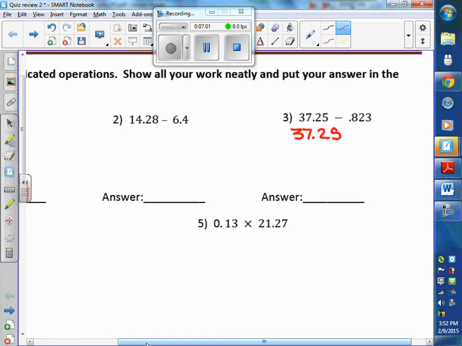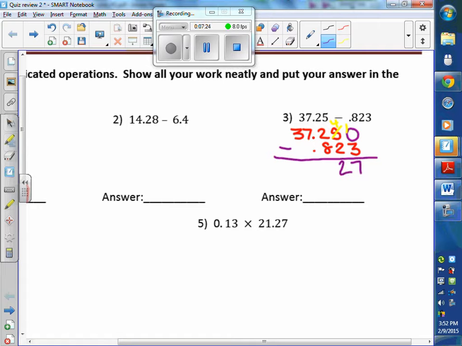So over here, we have to put 37.25 minus 0.823. A lot of people make a mistake, so put that zero in so you don't make a mistake. That was smart. And then you can see your borrowing, right? This becomes a 10 and that's 40. So 10 take away 3 is 7. 4 take away 2 is 2.